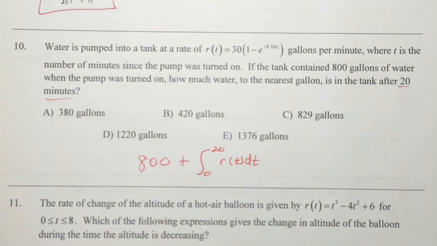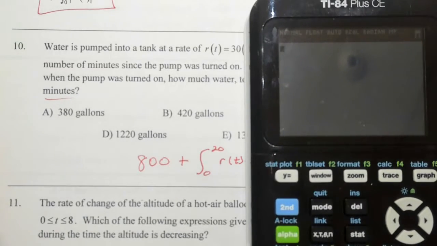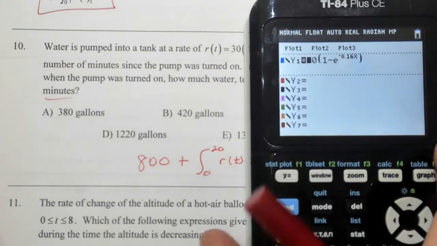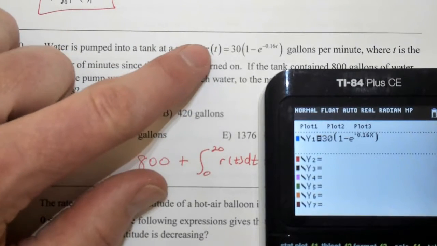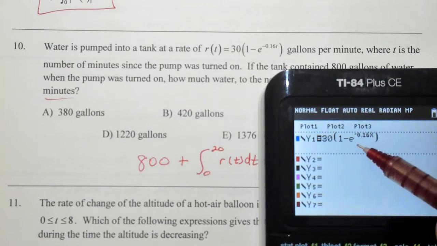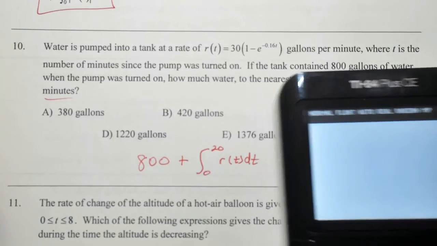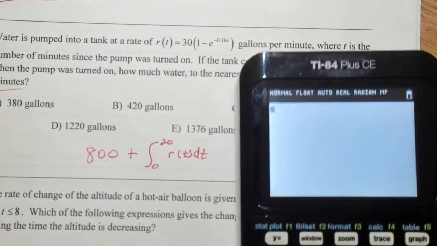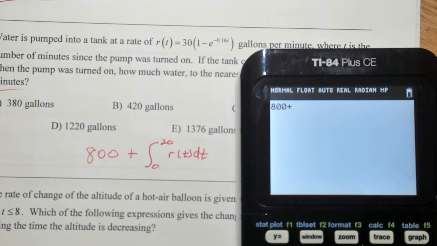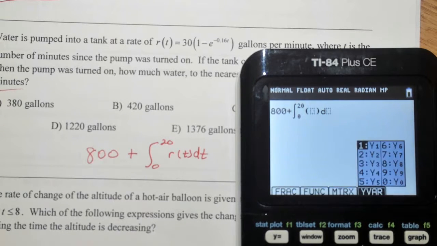Calculating this on the graphing calculator is going to give us our answer. So let's go to the machine. We can put r of t into y1. So we have 30 times the quantity 1 minus e to the negative 1600th x. Now we want that in our integrand. So we're going to go back to the main screen. We're going to do 800 plus, and the 800 is important, math 9. We're going to go from 0 to 20, and we have our function located in y1.